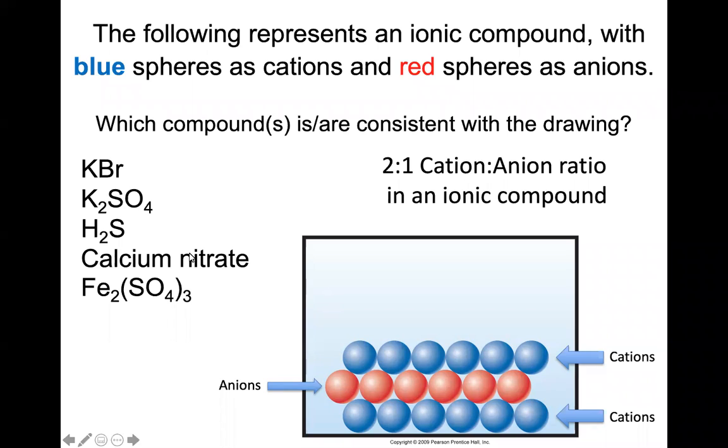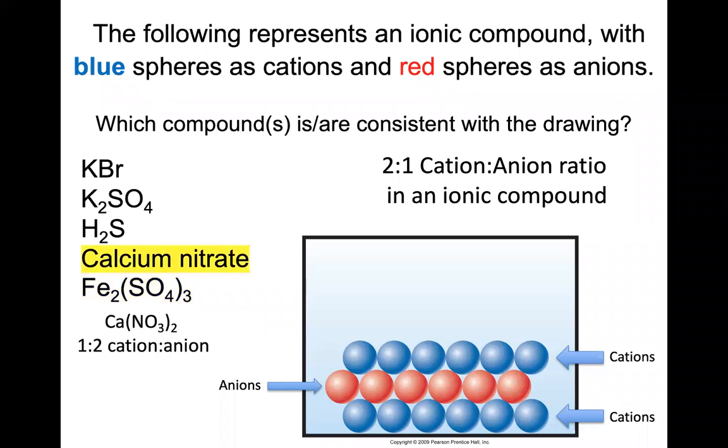So if I began to look at the different choices, what would it mean to narrow this down to the correct answer? Well, if I look at KBr, potassium bromide, I would say that's an ionic compound, but it's in a 1-to-1 ratio. So the ratio is not correct. Iron 3 sulfate, ionic compound, I like it, but it's in a 2-to-3 cation to anion ratio. So that's not correct.